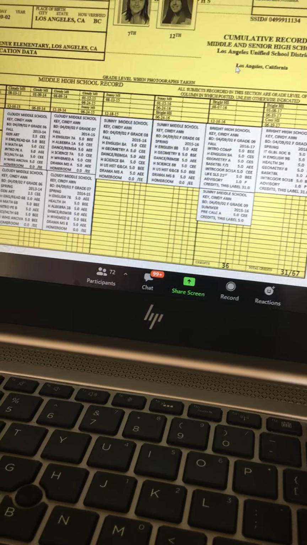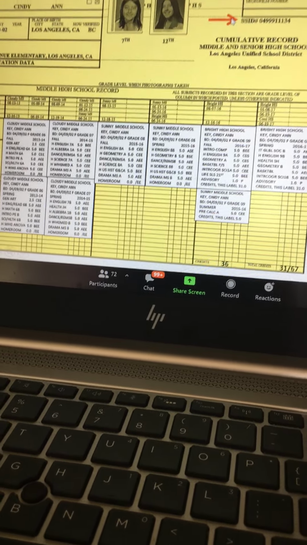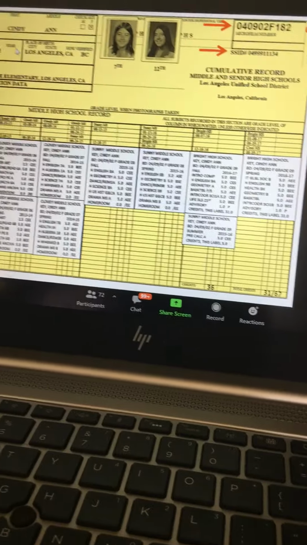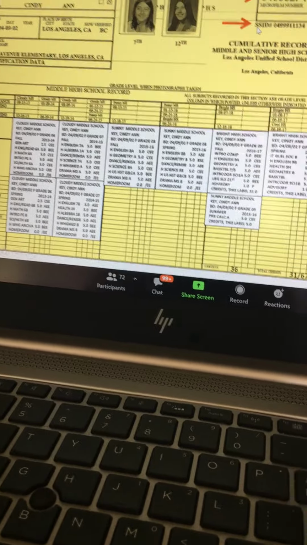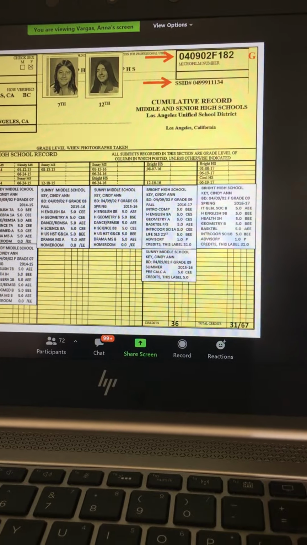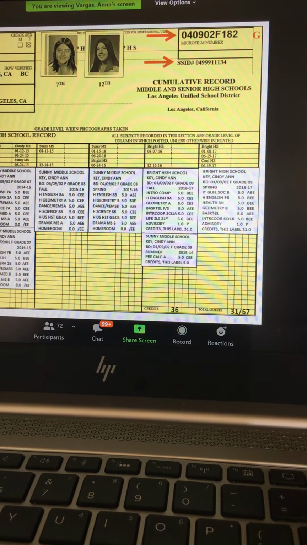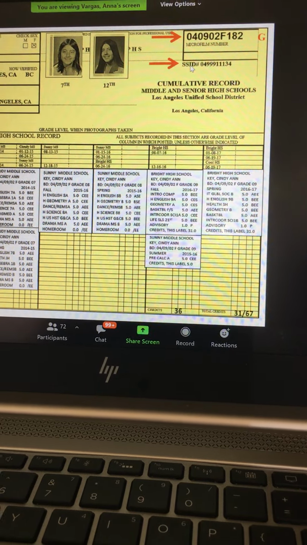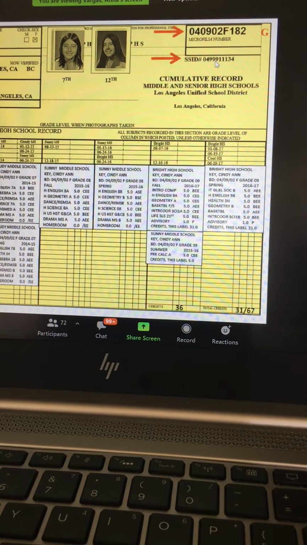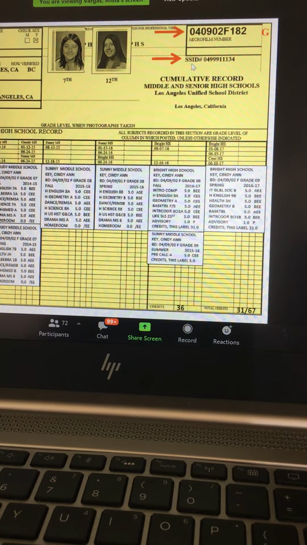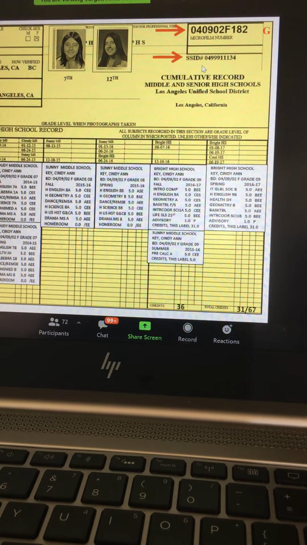And last but not least, we need to make sure that if we type or handwrote the secondary cumulative record, we write the state identification number underneath the microfilm number box, just like the way I have it here. And you indicate it by marking SS ID number and the number that was assigned to the student. That's the state identification number, okay?